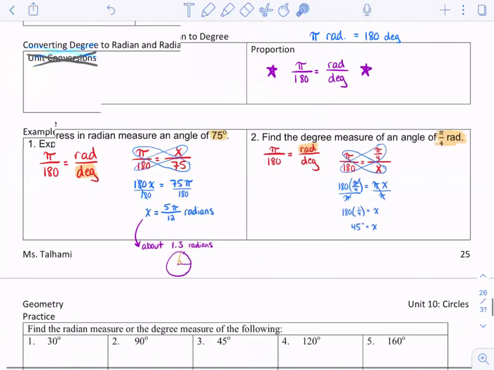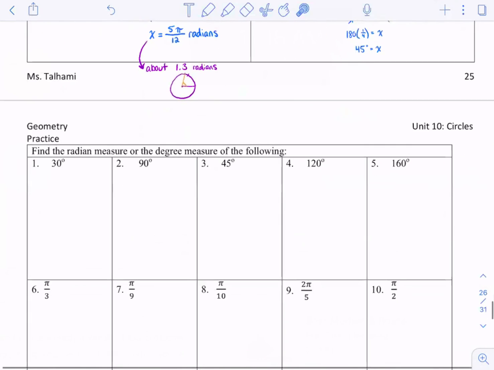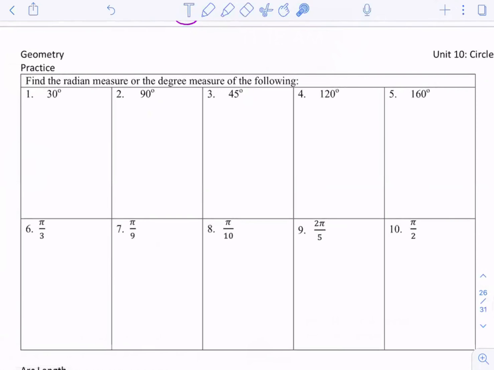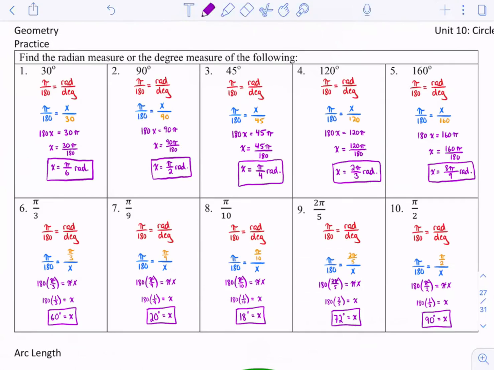So here are some 10 practice problems. If you want to pause the video here, come back, we can have the answers for you. Every time, don't forget to write your proportion, cross multiply, and solve. And you can leave your answers in terms of pi. That means pi is allowed to be left in your answer. Okay, see you in a few. Go.